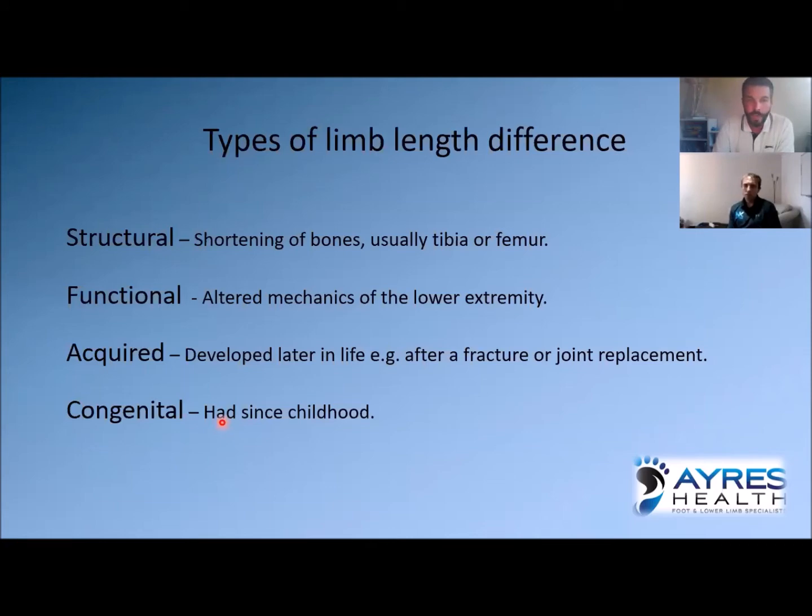And if it's acquired, something that's happened later on in life, if they've broken a bone or had a joint replacement, then the body isn't going to be quite as adapted as it would have been if they'd had that limb length difference from birth. So it's quite likely if it's acquired, then it's going to be more of an issue. If it's congenital, then it's going to be less of an issue in later life.